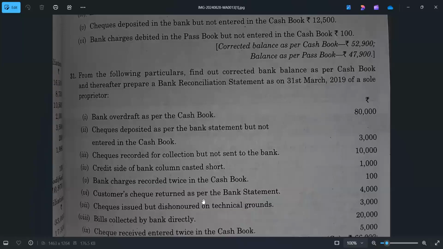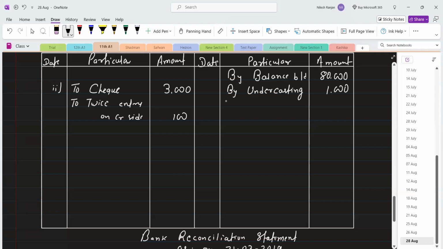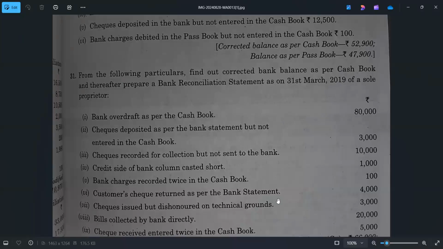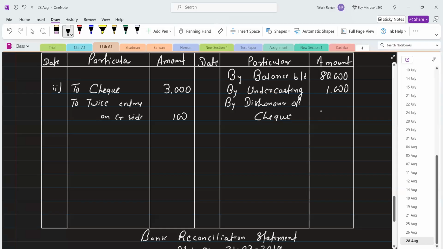Again, customer check returned as per bank statement. So customer check returned: if we have deposited a check into our bank account, then we have increased the balance, but it is dishonored. So by dishonor of check, 4,000.